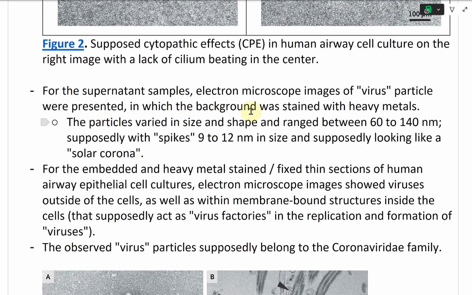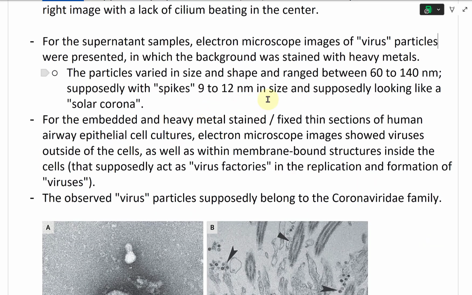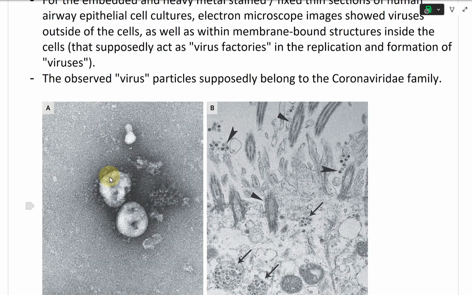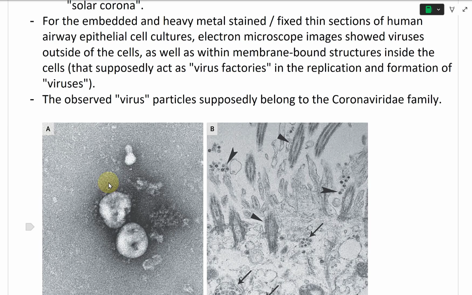For the supernatant samples, electron microscope images of "virus" particles right here were presented, in which the background was stained with heavy metals. The particles varied in size and shape and ranged between 60 to 140 nanometers. Supposedly with spikes 9 to 12 nanometers in size, and supposedly looking like a solar corona. This just looks like just something.